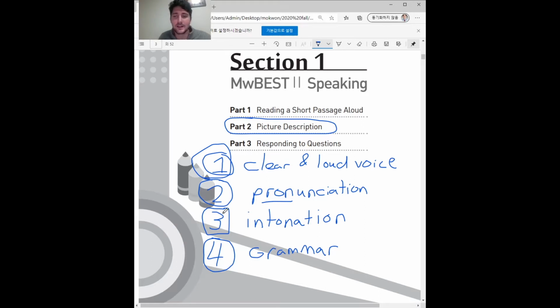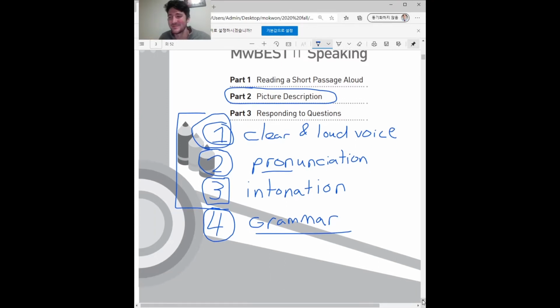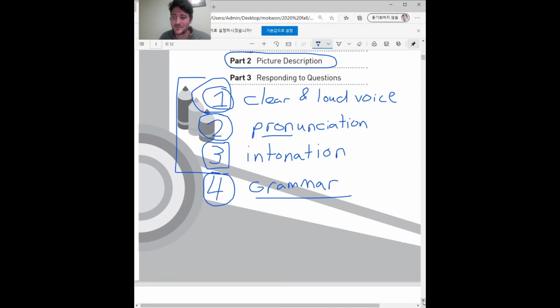But in my opinion, if you have these three, right? Clear voice, good pronunciation, and good intonation, you will get a pretty good grade on the test. If you want a very good grade, you probably need to practice using good grammar. Again, it doesn't have to be perfect. 완벽한 문법 필요 없어요. Just good grammar. You need to be using correct grammar.